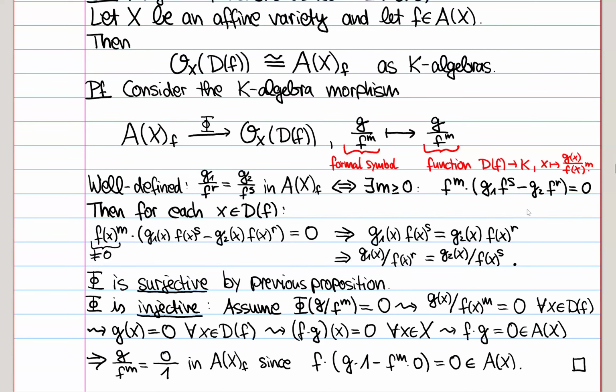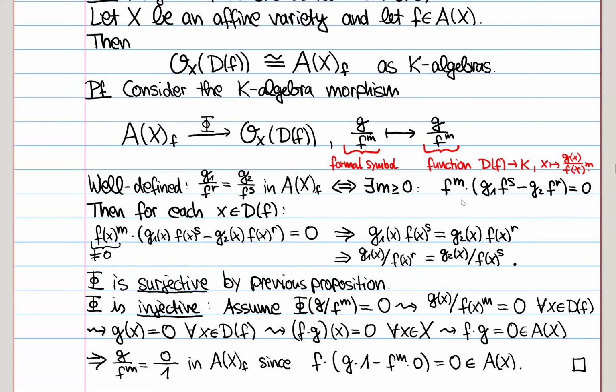And so we need to check a couple of things. First of all, that this is a well-defined map, because somehow there's an equivalence relation here, as we saw. So assume that you have two equivalent elements in the localization. By definition, this means if you clear denominators, then you're still allowed to multiply by an element of the multiplicative set.